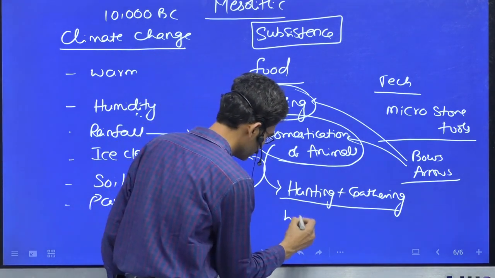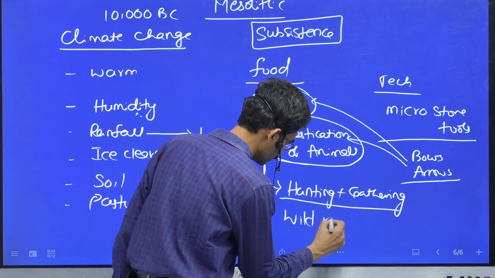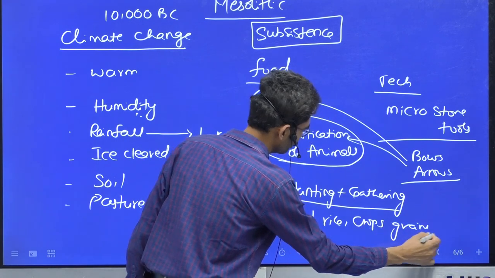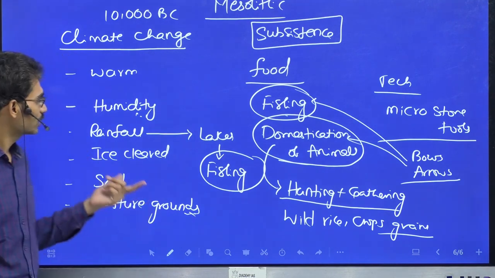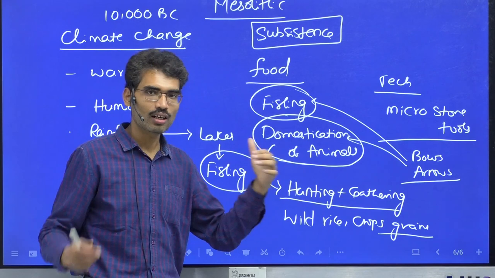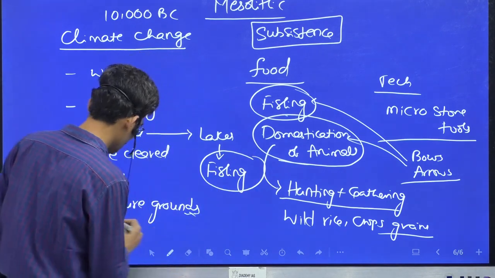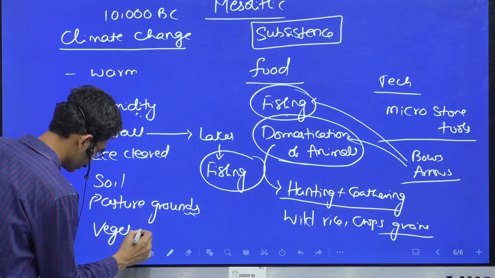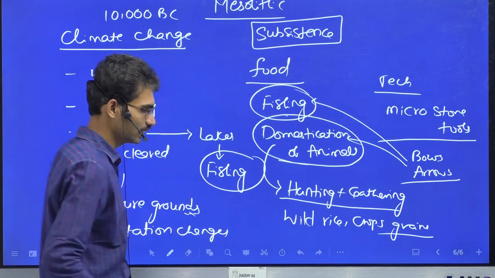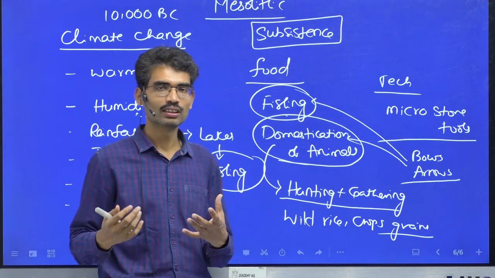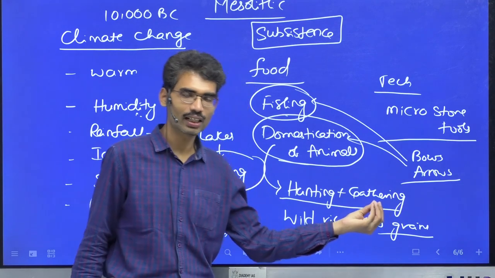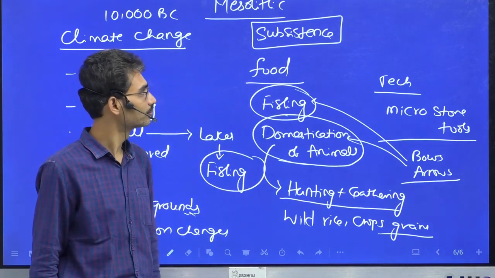Wild rice or wild grains. Wild grains also, now you see, change in the temperature. As a result, cropping pattern or the natural vegetation also changes. Vegetation changes, wild grains started coming, and people started understanding the importance of wild grains. They collected and they tried to utilize it.